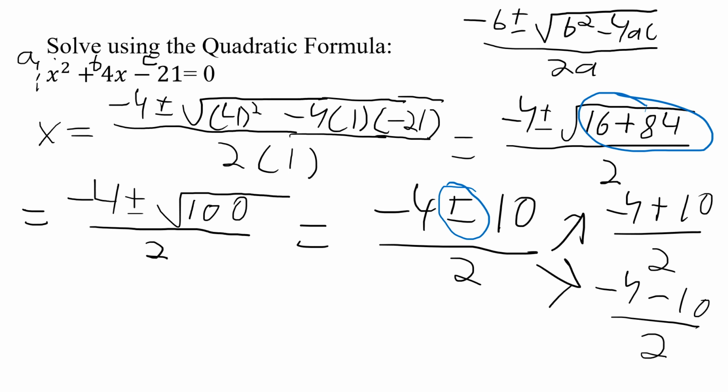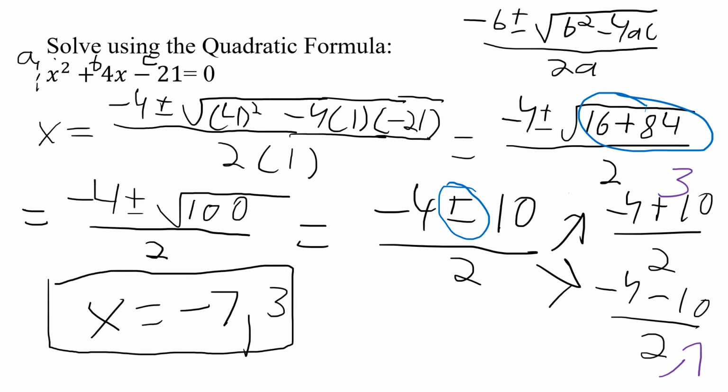So in the plus case, negative 4 plus 10 is going to be positive 6. Positive 6 divided by 2 is going to be 3. So this top one here is going to give you a 3. Then down here, negative 4 minus 10 is negative 14. Negative 14 divided by 2 is negative 7. So this bottom one down here will give you a negative 7. So when we put it all back together, we get that x equals negative 7 and x equals 3. And these are the solutions of this equation.